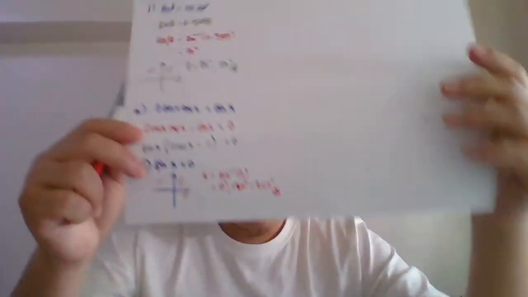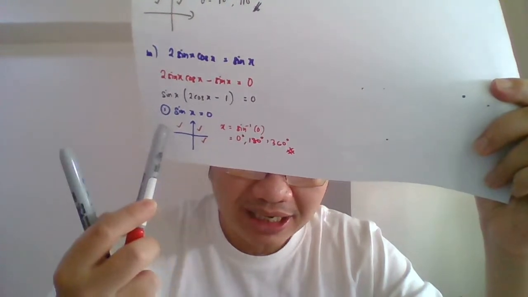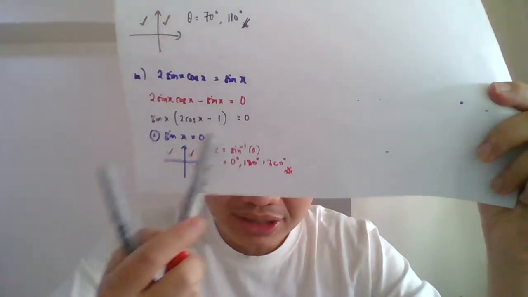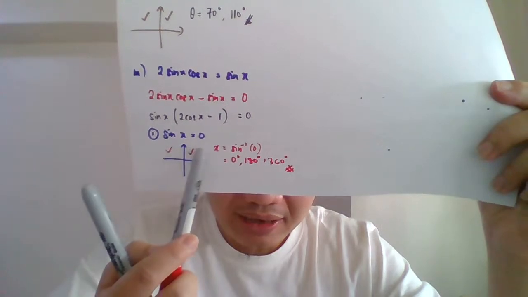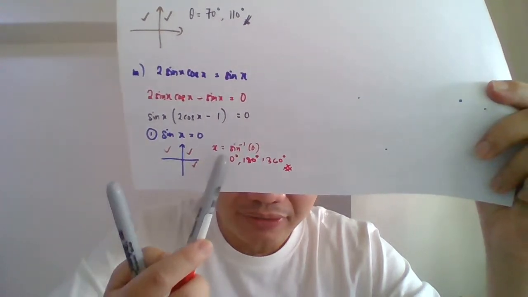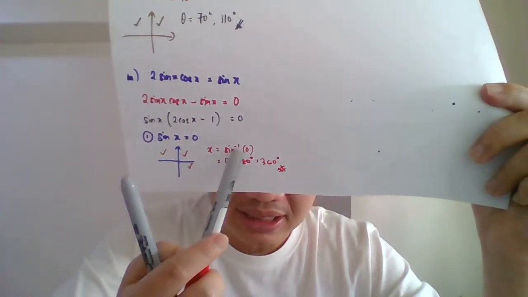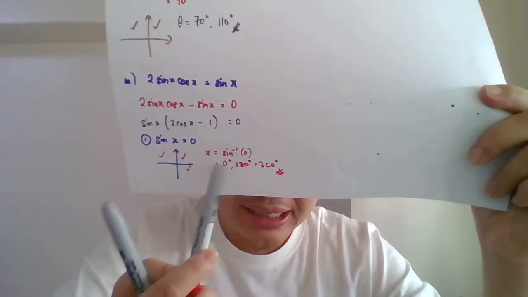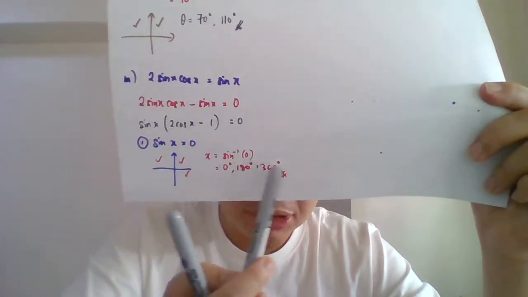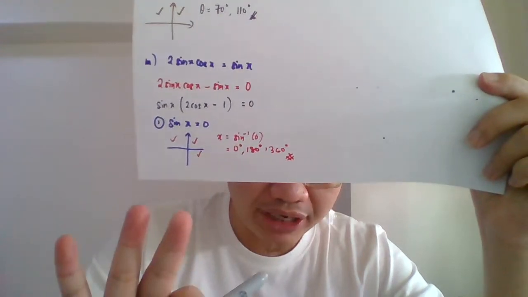Settle, for the first part. So sin x equal to 0, you will get first, second and fourth quadrant, when you take sin inverse 0, which is actually 0. Then these are the possible answers here. 1, 2, 3 answers, we have 3 answers already.